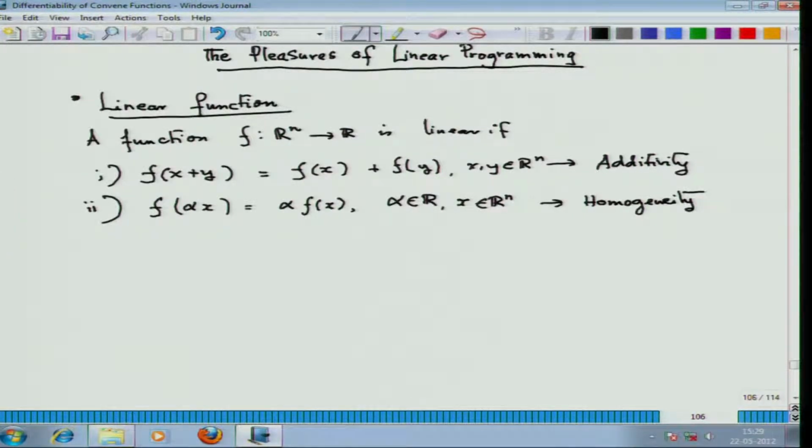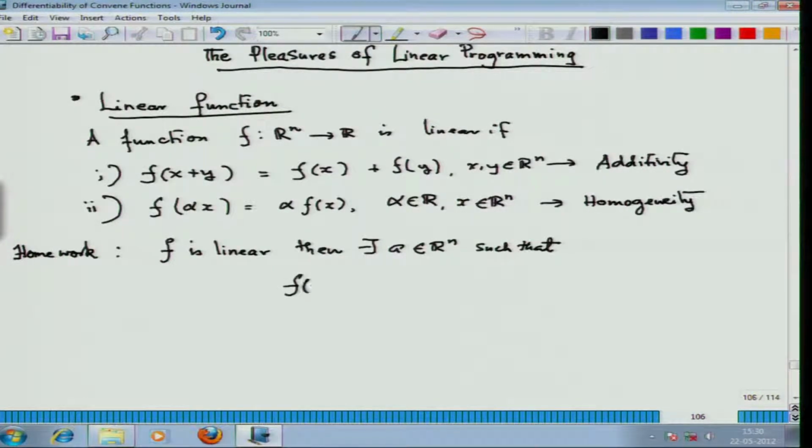Now, it is very important to understand whether this function has a particular representation, something much more specific than this sort of definition. You can actually use very basic facts from linear algebra, and I will leave it to you as homework, to show that if f is linear, then there exists an A in Rn such that f of x is nothing.